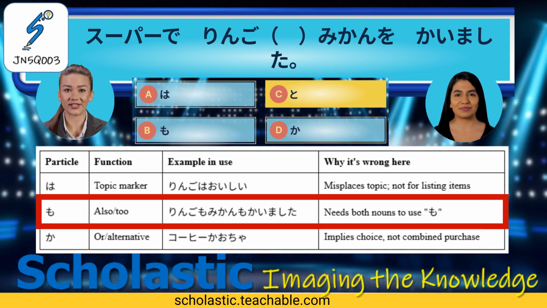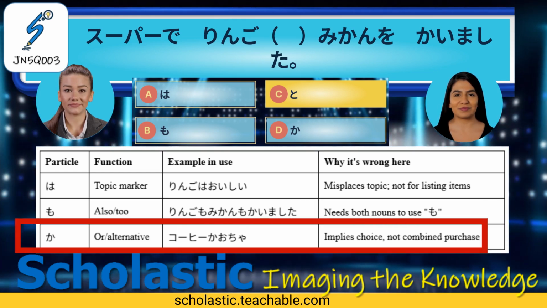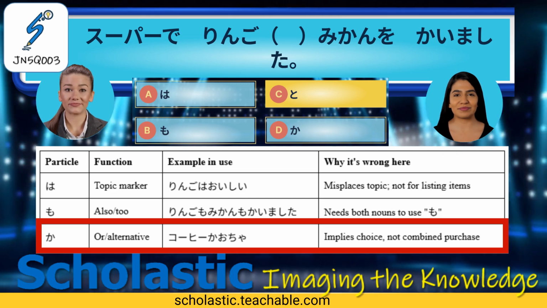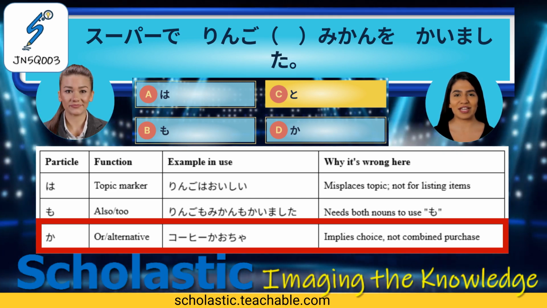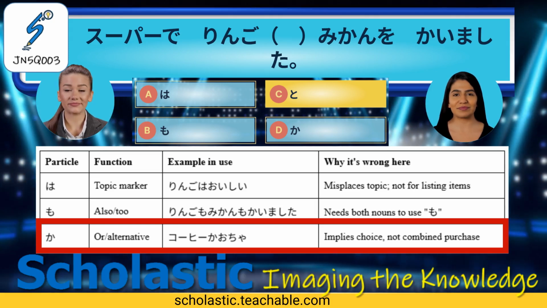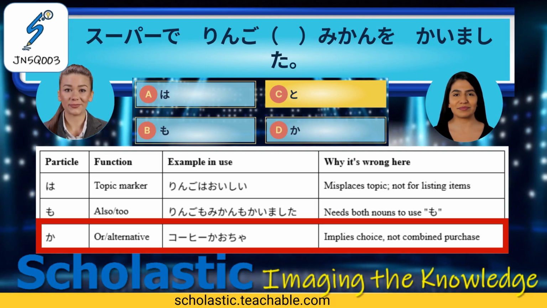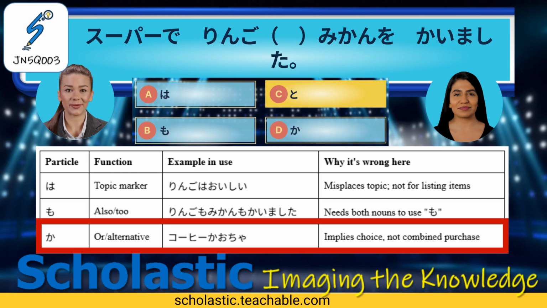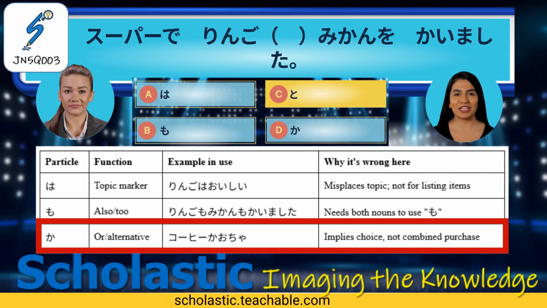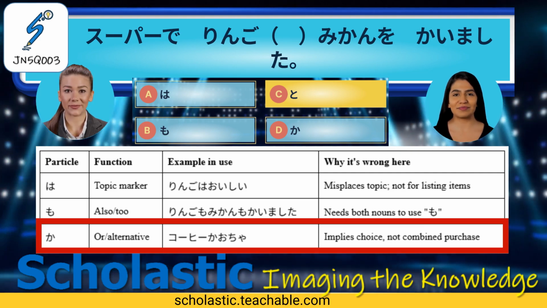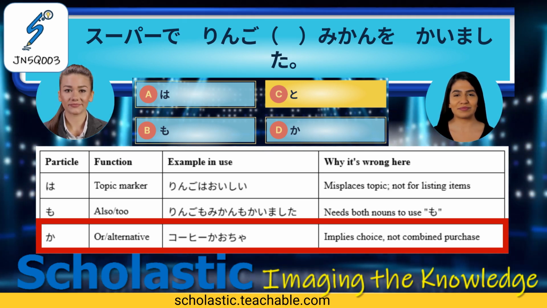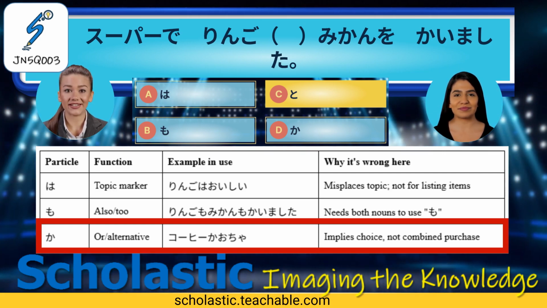Now let's look at the answer D. か. Here, か is used to show alternatives or choices. Example, コーヒーかお茶を飲みます。I will drink coffee or tea. This sentence is not about choosing between apples and oranges. It's about buying both, so か would incorrectly suggest スーパーでリンゴかみかんを買いました。I bought apples or oranges at the supermarket. Which one? We don't know. That changes the meaning entirely.